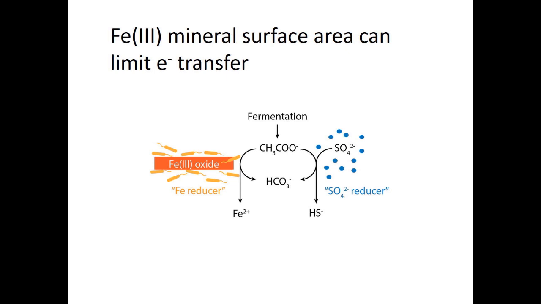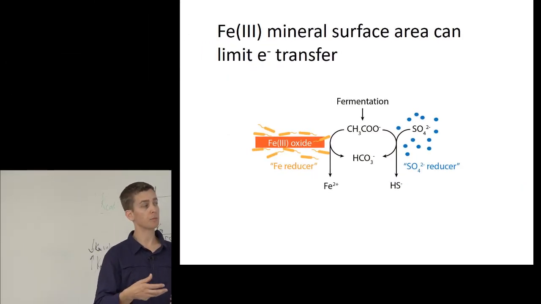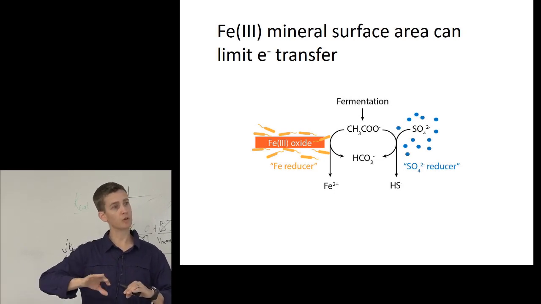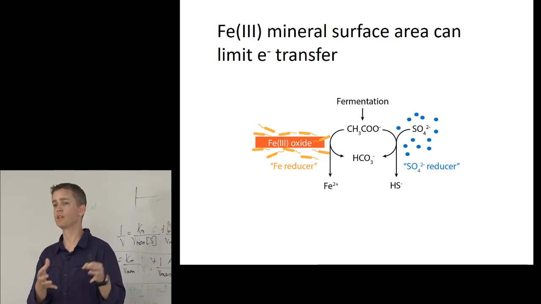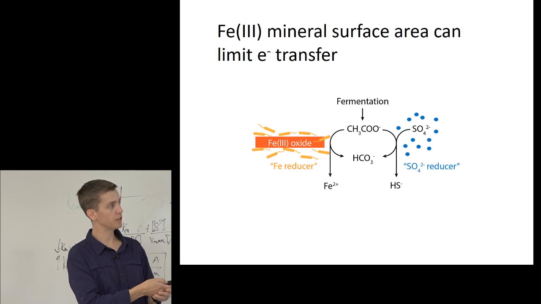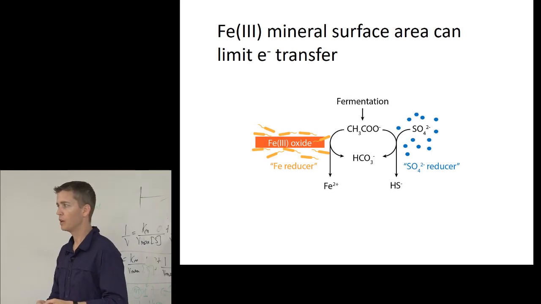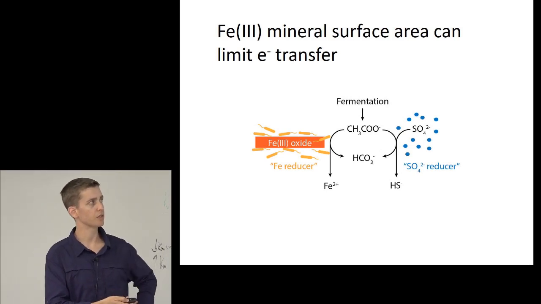So if electron donor is being supplied at a rate that starts to push on that bottleneck, food can get diverted to alternative microbial strategies, even if iron reduction is extremely favorable otherwise. And those alternative strategies can be sulfate reduction or methanogenesis, which both don't involve a solid phase. They don't have that surface area limitation.